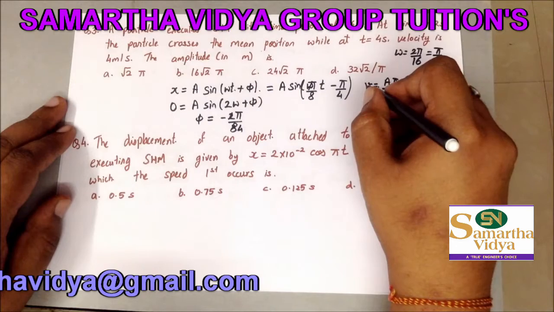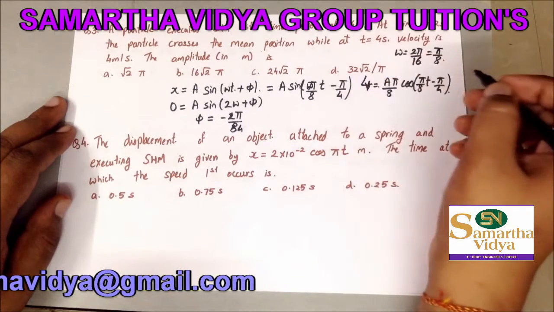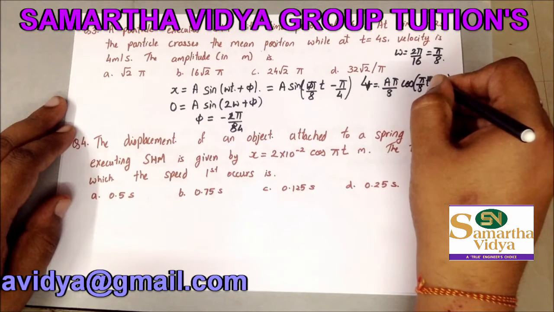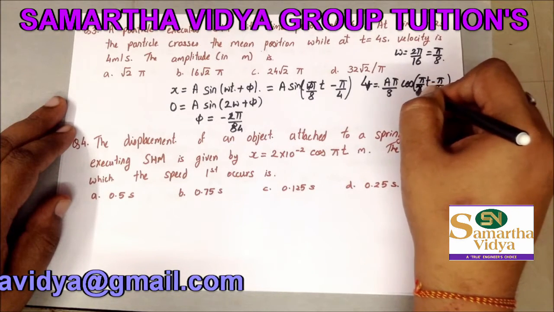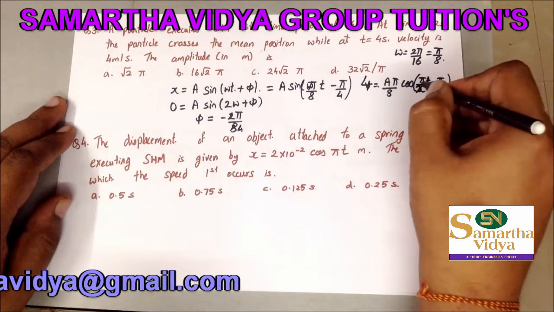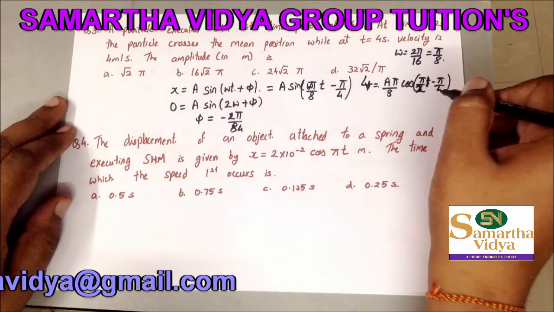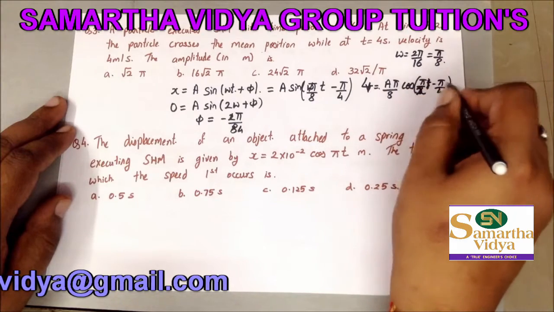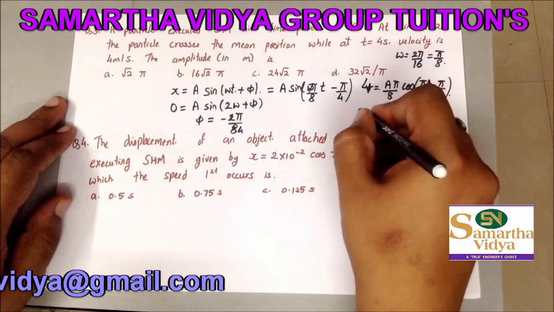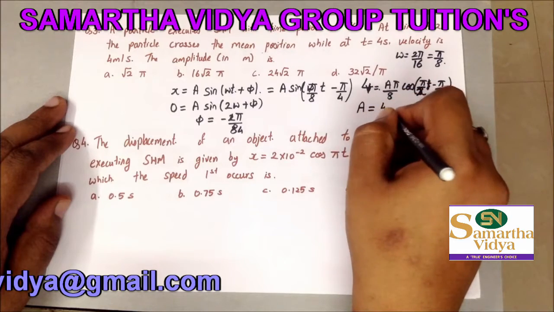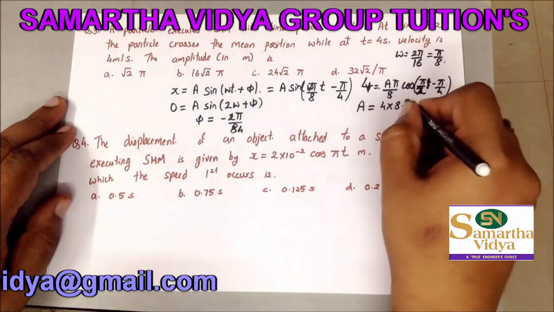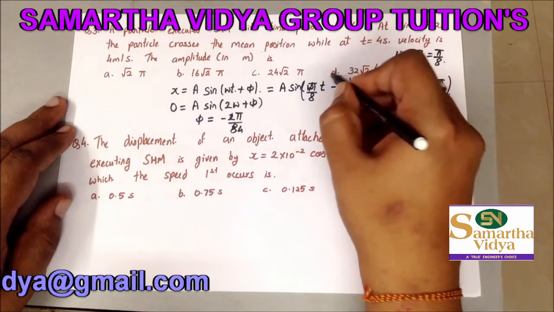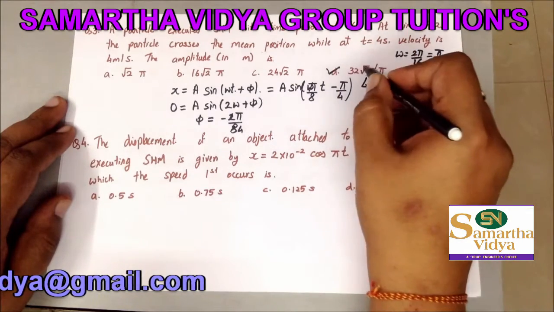Now the velocity is given to us as 4 and the time is given to us as 4, so I'll be substituting this. This becomes pi by 2 if I substitute 4. So it's pi by 2 minus pi by 4, which becomes pi by 4. So this is cos pi by 4. From this I will be getting A as 4 into 8 into root 2 divided by pi, which you calculate, and you will be getting the answer as D, which is 32 root 2 by pi.